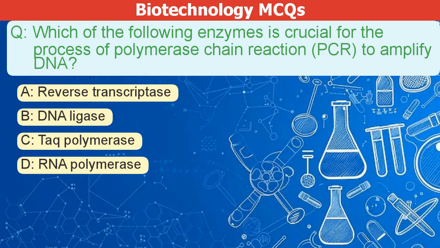Which of the following enzymes is crucial for the process of polymerase chain reaction, PCR, to amplify DNA? A. Reverse transcriptase. B. DNA ligase.